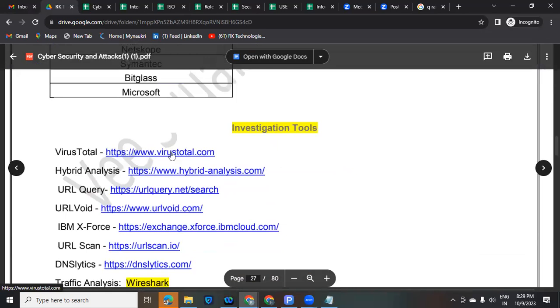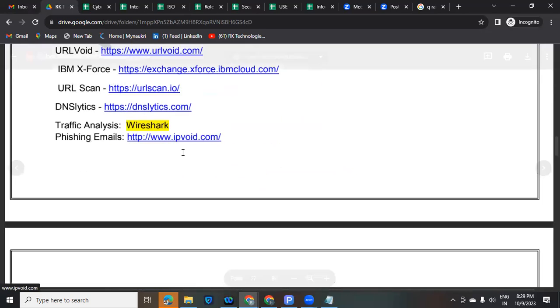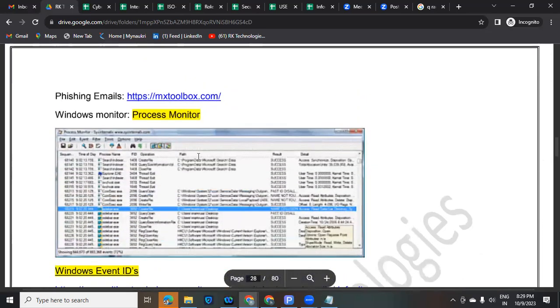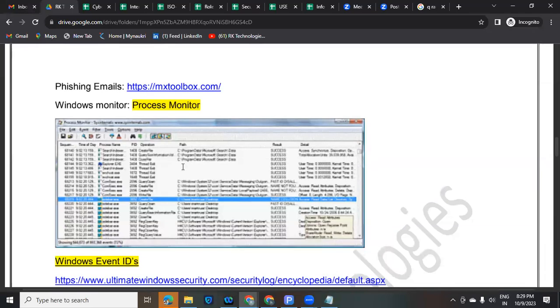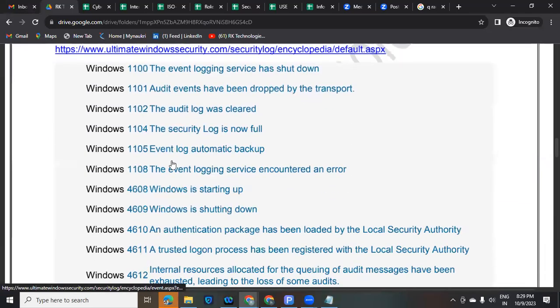And these are all the regularly used investigation URL links. And this is the process monitor. For manual investigation purposes, we can use this process monitor. And a couple of event IDs also. In the class, we discussed approximately 2 or 3 event IDs only.